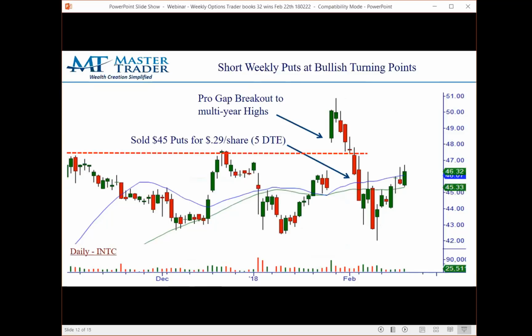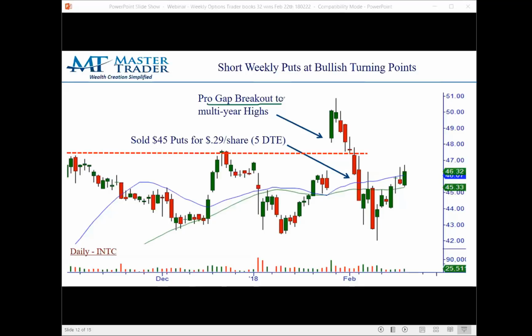Intel. So Intel had a pro gap on earnings right here. Pro gap breakout on all time frames to multi-decade highs. If you look at the monthly chart, it looks great. So we were comfortable with this. It was one we were comfortable with, either taking assignment of the stock as a core trade or rolling it to continue to make our weekly income. And this is another one that we have in both of our trading newsletters.